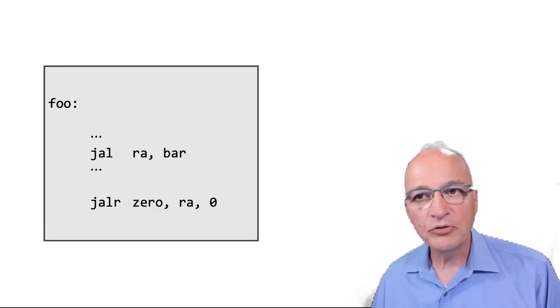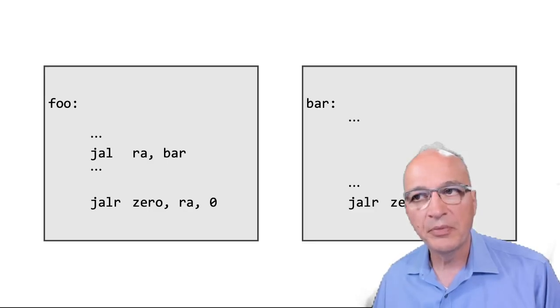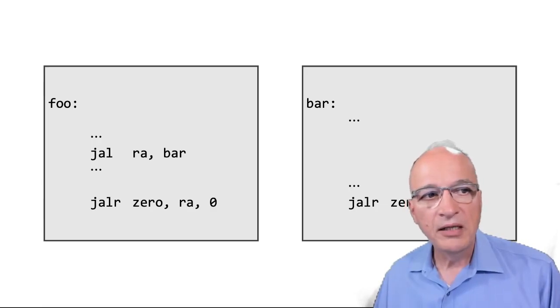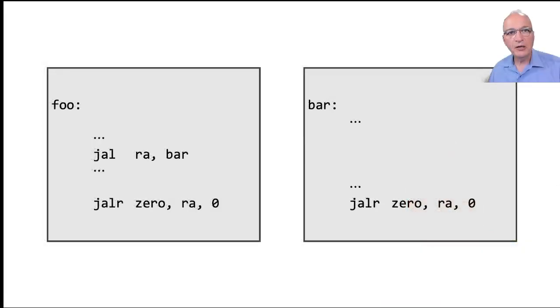Let's say that you have a function foo, and this function foo has a call to a function bar. We use the jump and link instruction for the call to function bar. And then there is a return statement. We use the jump and link return instruction for the return. There are several other things that the function does that are not important for our discussion. Then we have a function bar that eventually executes a return statement.